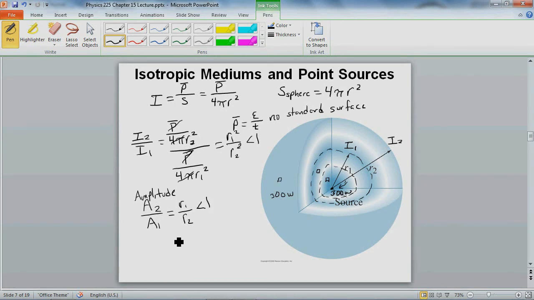So these are idealized. They're not real per se. Nothing is ever an isotropic medium and nothing is ever a point source. But it is useful in certain problems to be able to use an ideal method or ideal properties to be able to come up with answers to questions.